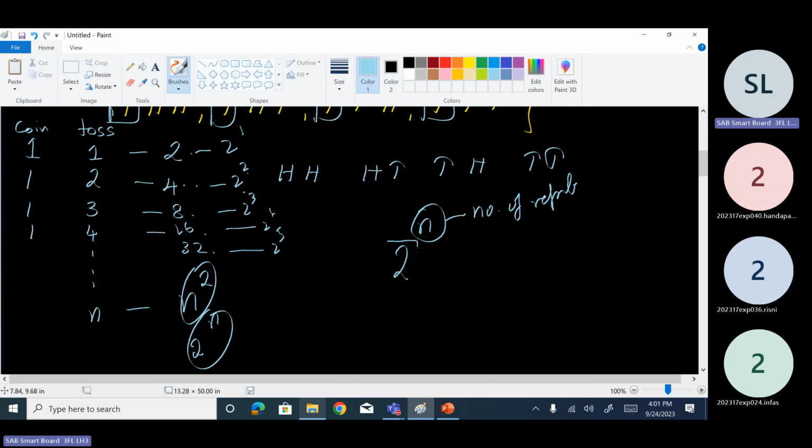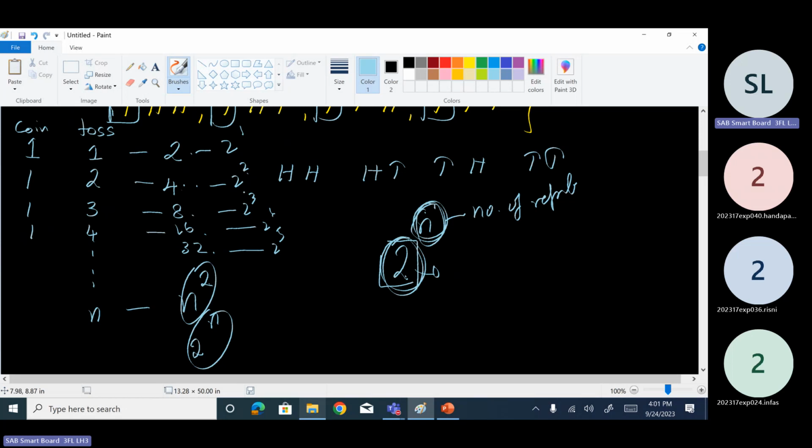What is this 2? That is, in a single trial, how many possibilities? The same thing you are repeating. So in a single trial, how many possibilities? That is this 2. That's how you get 2 to the power of n. In a single trial, the number of possibilities is the base, and the power will be how many times you repeat.